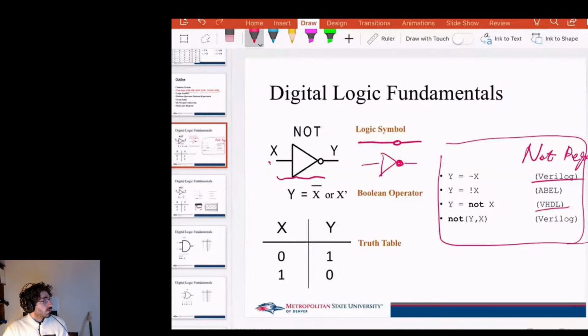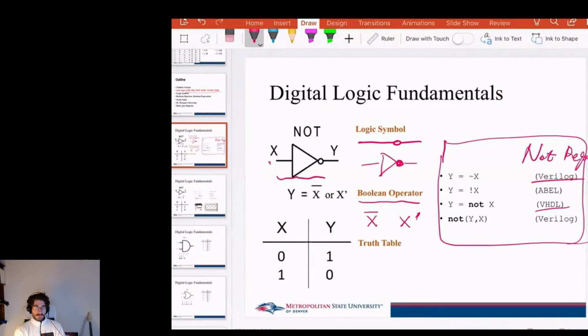The NOT gate is basically trying to generate the opposite logic of the input. The Boolean operator is defined as either you put a bar on top of the input, or you could put a prime near the input signal. Both of them are fine, and they are the two most popular ways to represent the NOT of X.